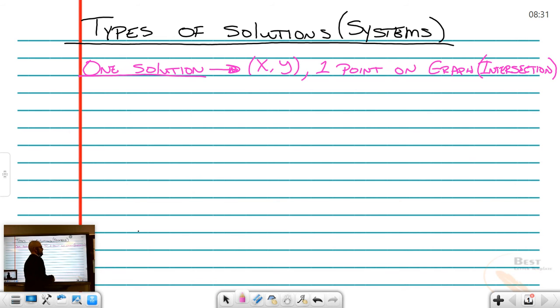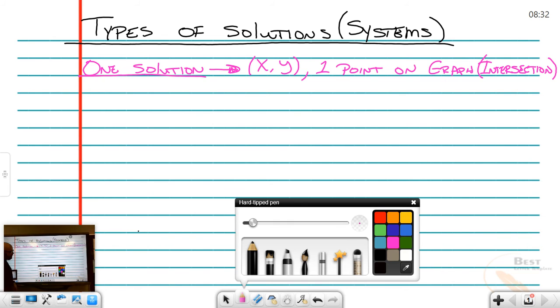Okay, it's where they intersect. So you have X equals something, Y equals something, or it's just 1 point on the graph where they intersect. It's when you just have one solution for your system. And that's kind of what we've been doing. We only have one solution. So now you may be thinking, well, how can we have no solutions or infinite solutions?